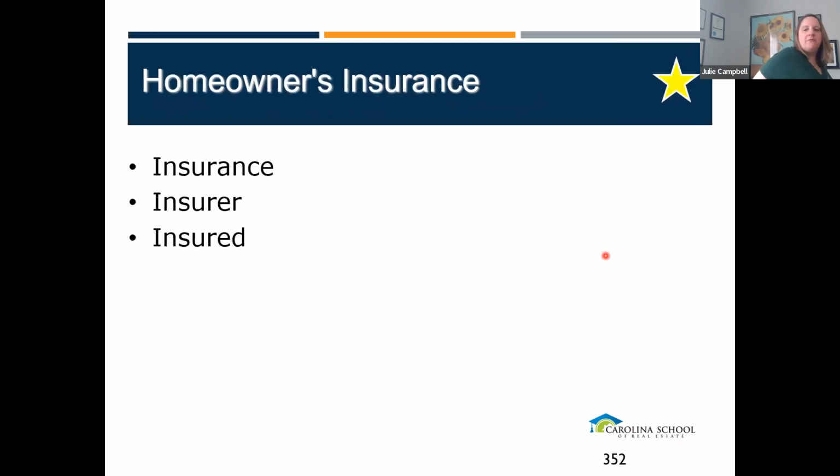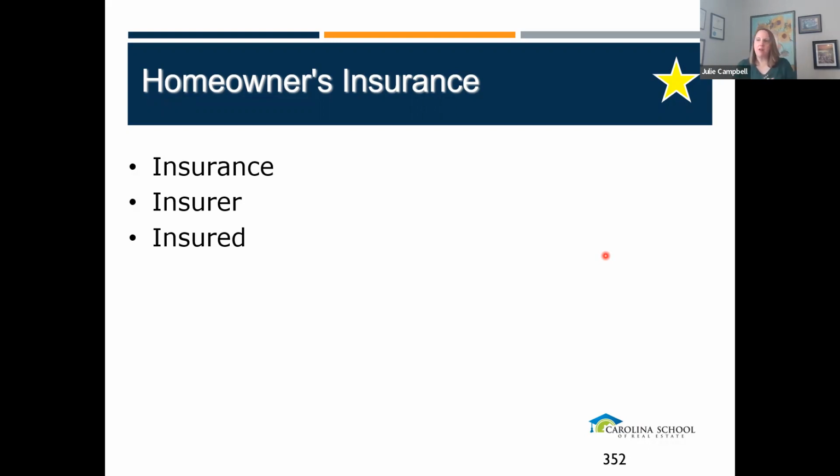So starting on page 352, unit 13, let's first start defining some words. Insurance is a bilateral contract. How many sides to a bilateral contract? You can show me, I can see your fingers. How many sides to a bilateral contract? Two sides. Two parties have duties and obligations to each other.